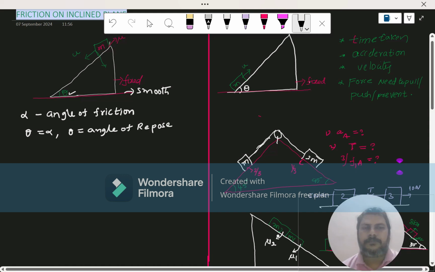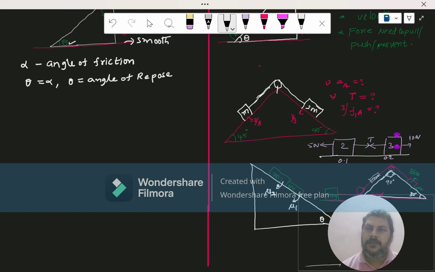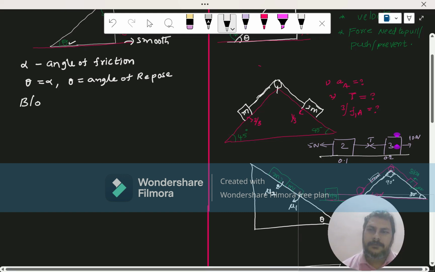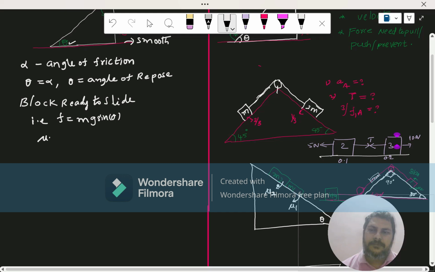That means at this angle of inclination, the block is ready to slide. The block is ready to slide. That means the frictional force is equal to mg sin theta. Whereas the frictional force I can also write as mu mg cos theta. So mu mg cos theta is equal to mg sin theta.